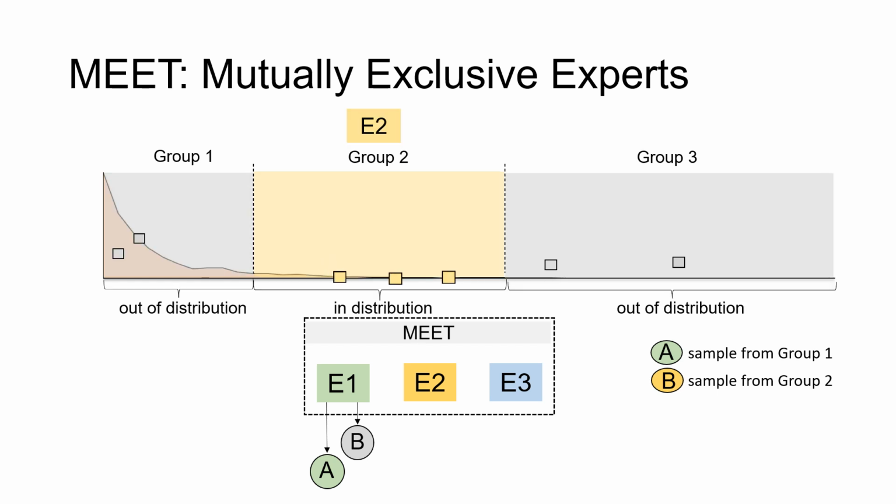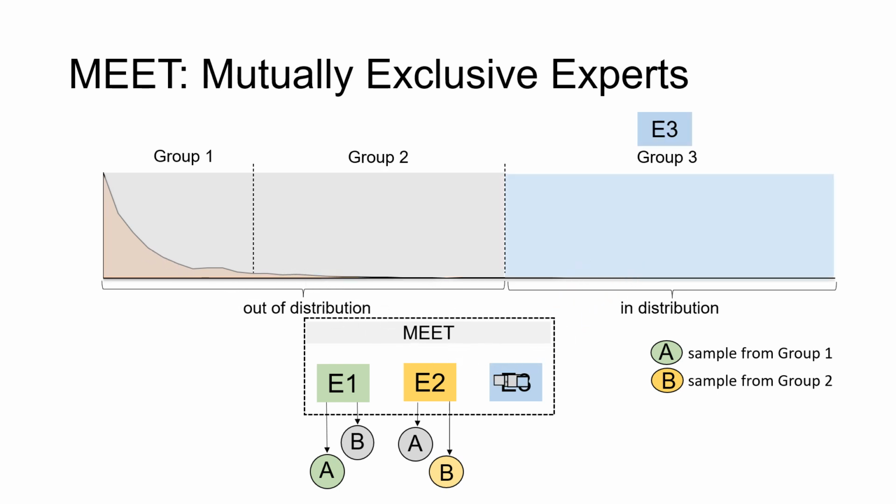Similarly, expert 2 is trained on in-distribution samples from group 2 and out-of-distribution samples from groups 1 and 3. Expert 2 predicts a relation for B while A is out of its classification space. Expert 3 encounters both A and B from groups 1 and 2 as out of its classification space. Out-of-distribution predictions made by the experts are discarded.